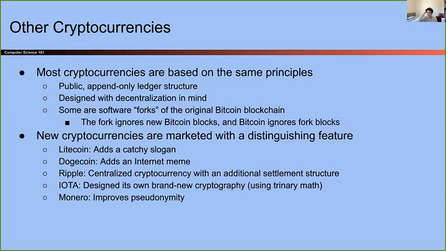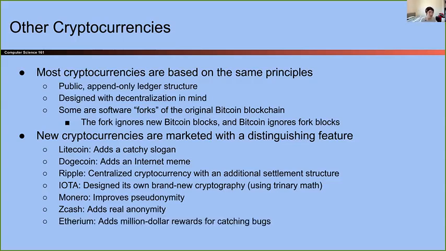Monero improves the pseudonymity. I'm not sure about this one. It might also be anonymous. There's Zcash, which is built on top of Bitcoin and adds real anonymity using really complicated cryptography that I won't even begin to try to understand. And Ethereum adds rewards for catching bugs because it has so many bugs in its smart contracts and other aspects.